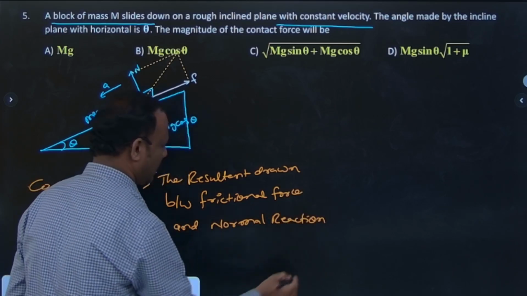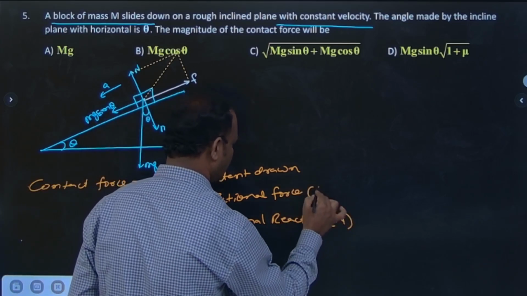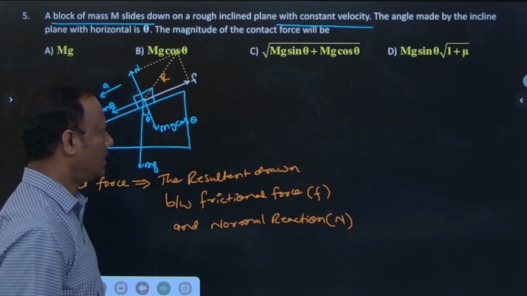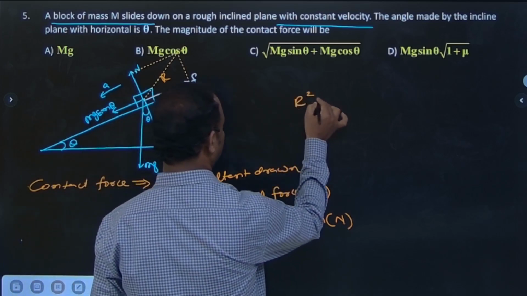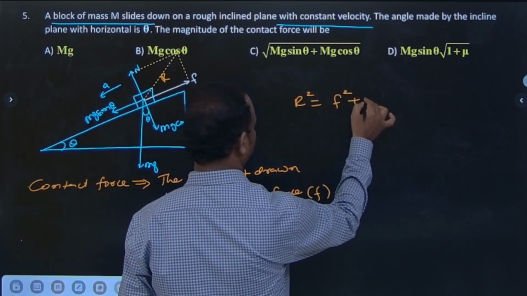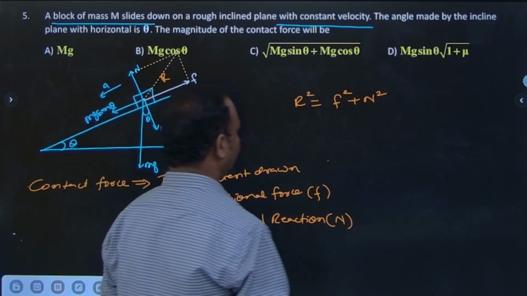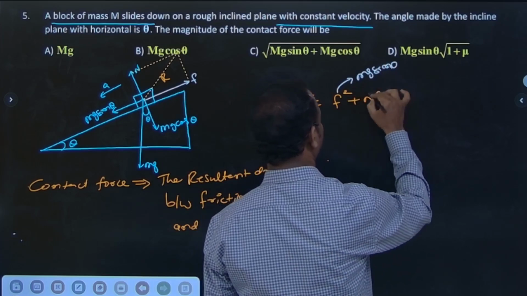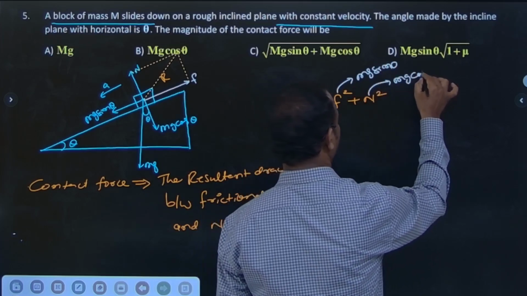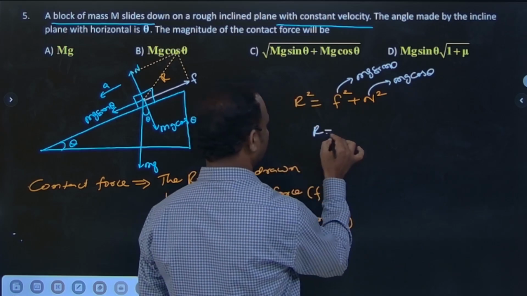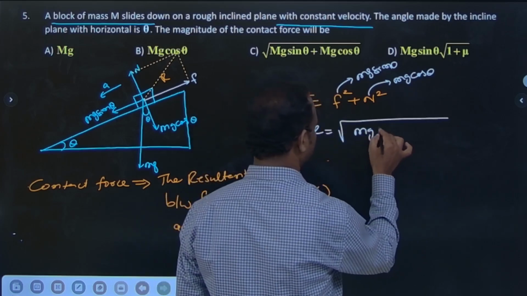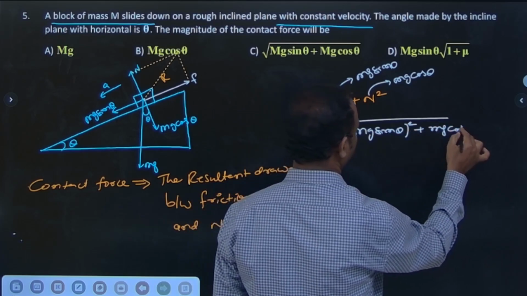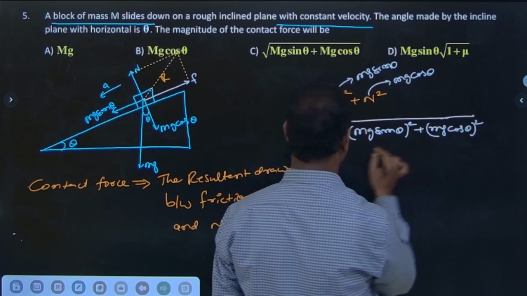So the normal reaction is N, and the frictional force is F. Take the contact force as R. R square is equal to F square plus N square. F is balanced by mg sin theta, and N is balanced by mg cos theta. So R is equal to the square root of (mg sin theta) whole square plus (mg cos theta) whole square.